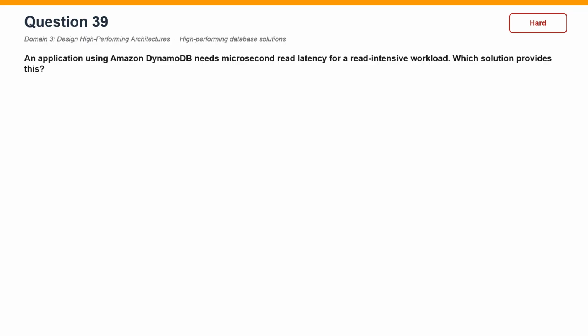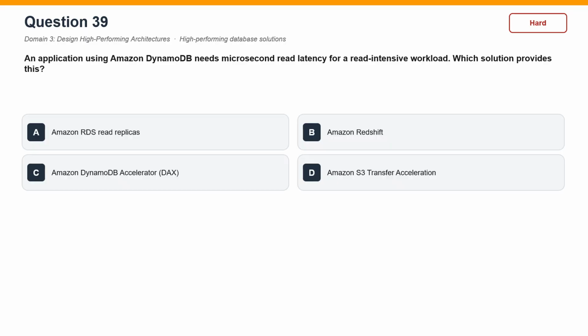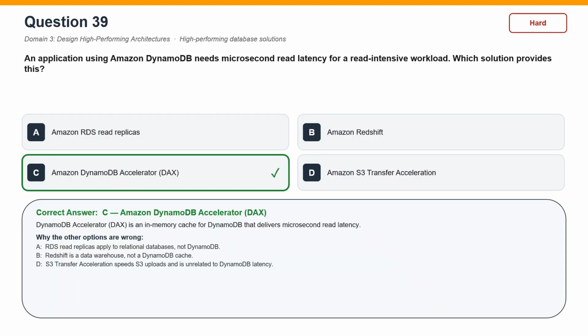Question 39. An application using Amazon DynamoDB needs microsecond read latency for a read-intensive workload. Which solution provides this? The correct answer is C. Amazon DynamoDB Accelerator, DAX. DynamoDB Accelerator, DAX, is an in-memory cache for DynamoDB that delivers microsecond read latency. Now, why the other options are wrong?